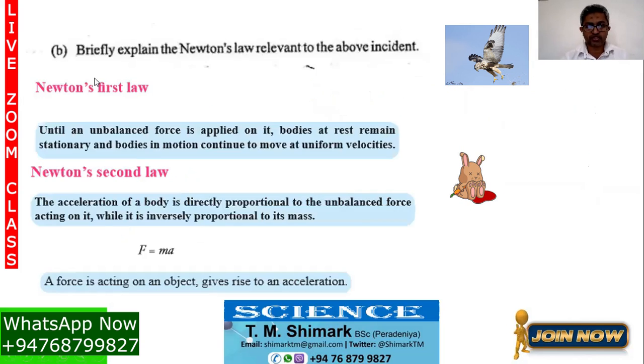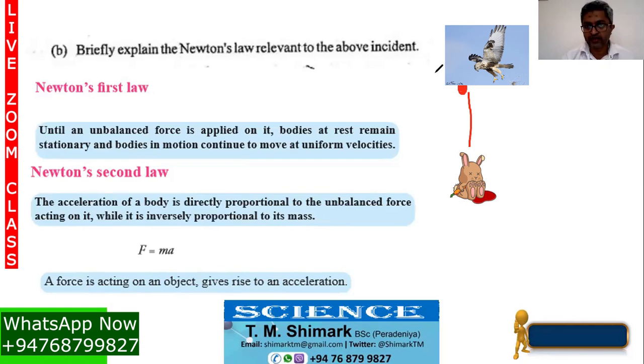So the next part of the question asked is, briefly explain the Newton's law relevant to the above incident. The first Newton's law we don't use here. Newton's second law says the acceleration of a body is directly proportional to the unbalanced force acting on it, whilst it's inversely proportional to its mass. So from there we can take the equation F equals ma. The force acting on an object gives rise to an acceleration.